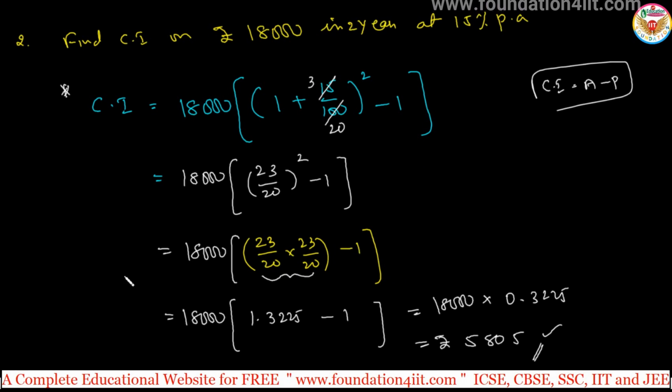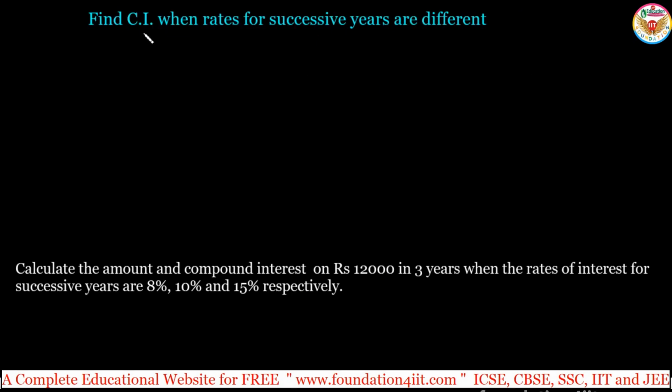Right, now let us see finding the compound interest when the rate of interest is different from one year to another. This was 2 years with the same rate of interest. Now, if the rate of interest is different year by year, let us see those types of questions with the formula. Find the compound interest when rates for successive years are different. That means the first year has one rate of interest and the second year a different rate. So how do we apply the formula for those types of questions?